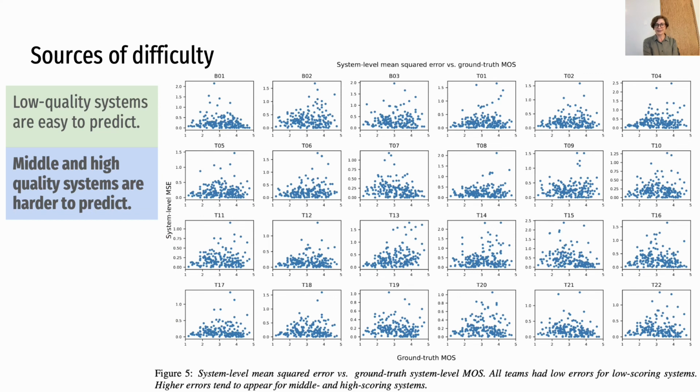We plotted synthesis system level mean squared error versus ground truth MOS for each team. We can observe that all teams have low errors for the low-rated systems. Higher errors tended to appear in predictions for middle and high-quality synthesis systems.